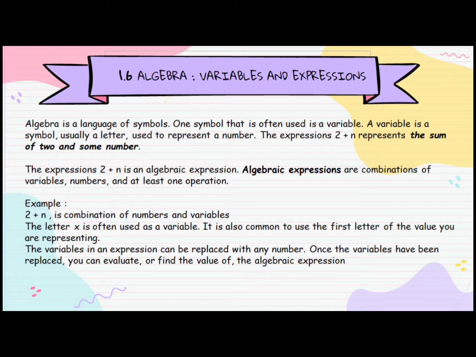The variable in an expression can be replaced with any number. Once the variable has been replaced, you can evaluate, or find the value of, the algebraic expression.